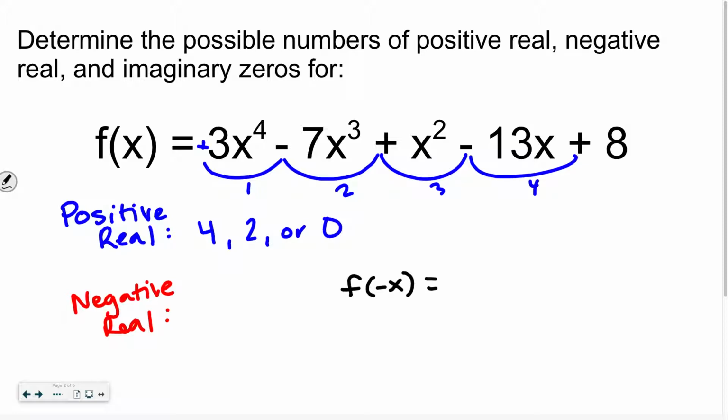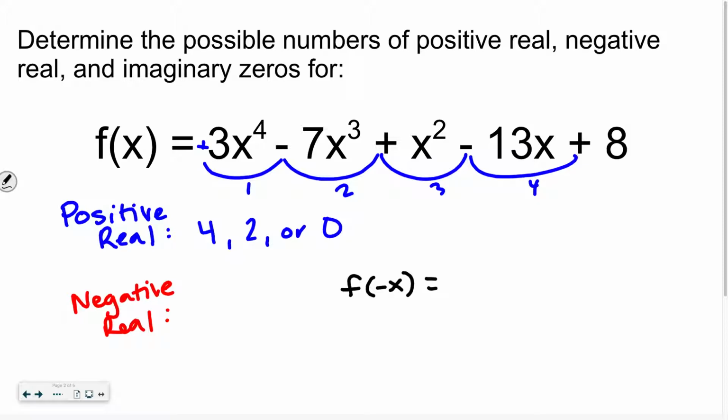Yeah. So think just about function notation. What if I asked you to do f of 2? You would plug 2 in for all of the x's, right? That's what function notation means. So if I asked you to do f of negative x, it just means what TJ said: plug negative x in for all the x's.